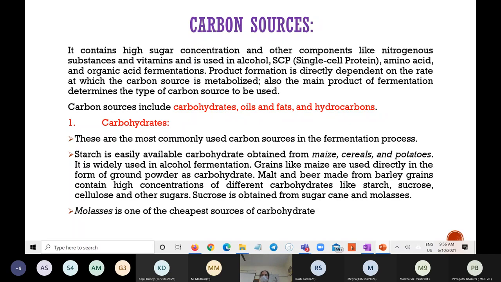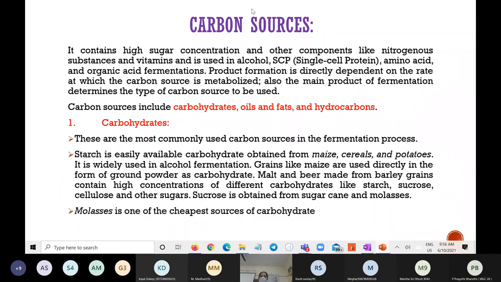The carbon source. First and foremost requirement for any of the microbes to grow is the carbon source. So from where are they getting the carbon? These are present in materials that contain high sugar concentration and other components like nitrogenous substances, vitamins and all these things. The carbon which they are getting is from carbohydrates, oil, fats and hydrocarbons. Okay, so just see this point.